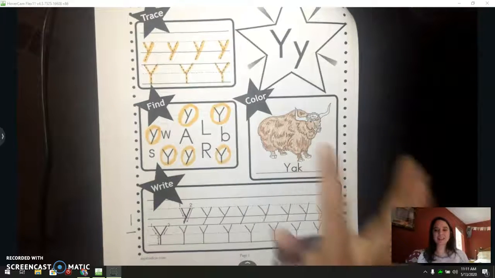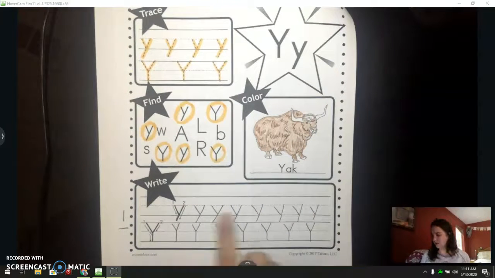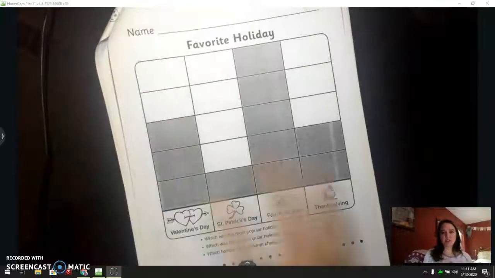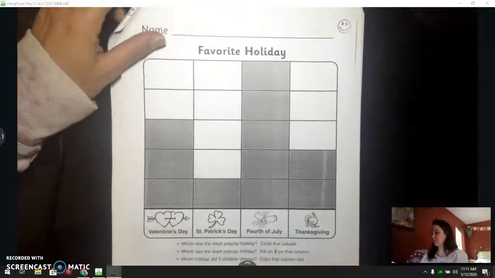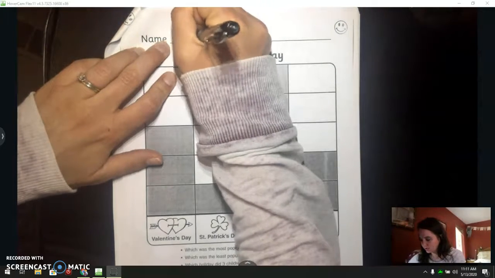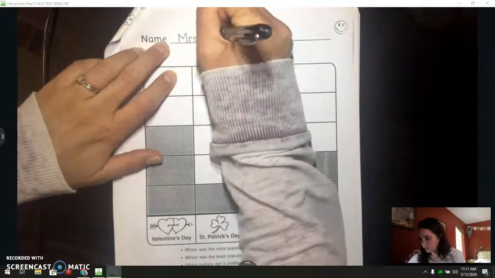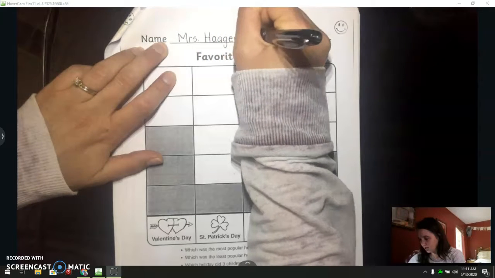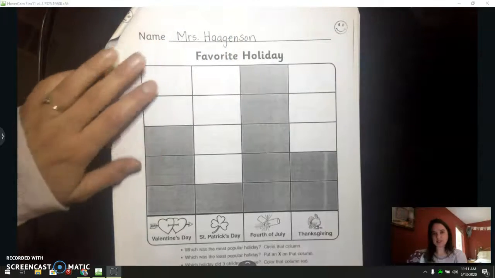I colored my yak, and I finished writing my lowercase y's and my uppercase y's. Now it's time to flip our packet over. We have a graphing page. Write your name at the top. It's good practice. Do your best. We always do our best at school, even when we're doing school at home. I hope you're doing your best for your helpers at home, your grown-ups.